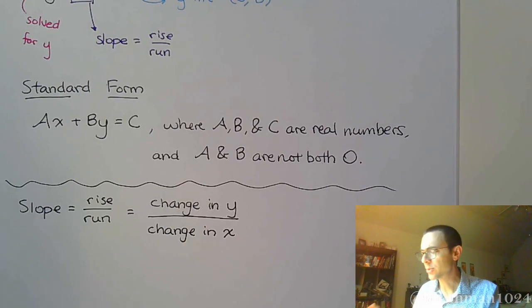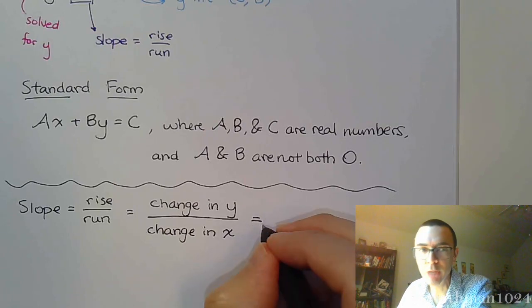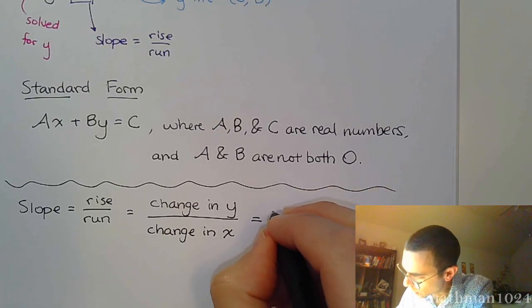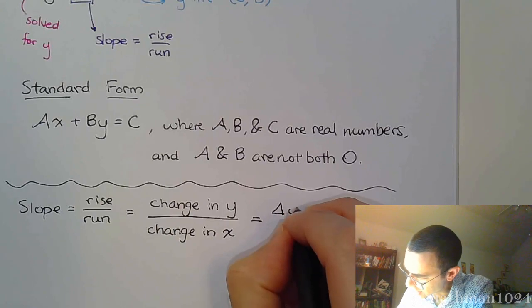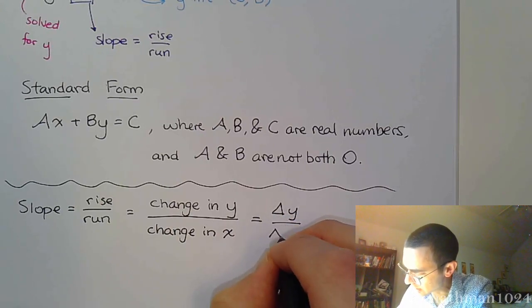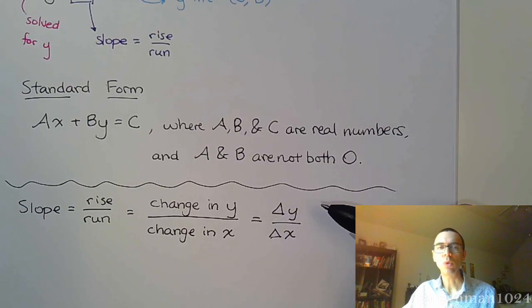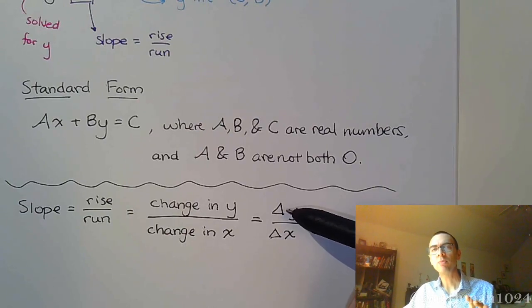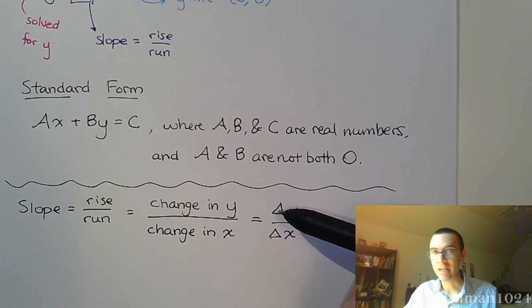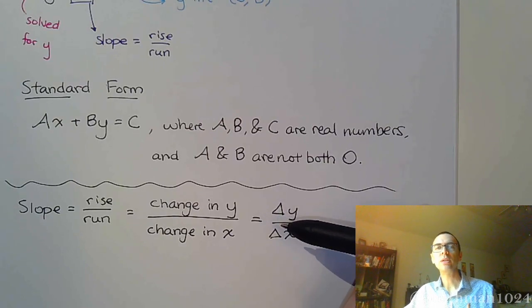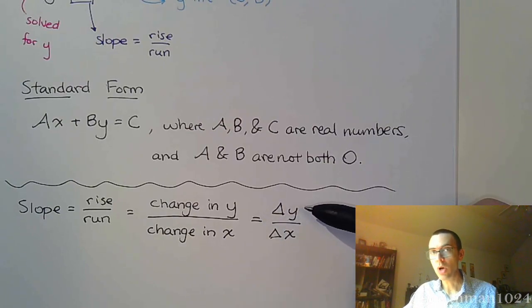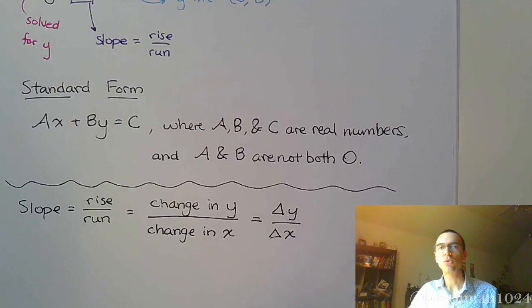A lot of times the way we represent the change in y and the change in x is with this little triangle symbol, which is actually the uppercase Greek letter delta. So you might hear delta y over delta x. Anytime in a math or science class you see delta, this little triangle, that typically means change. So the change in y versus the change in x. That ratio of rise to run is going to give us our slope.